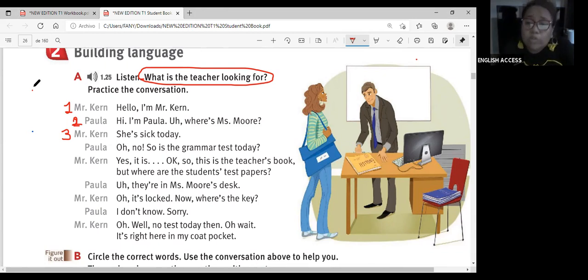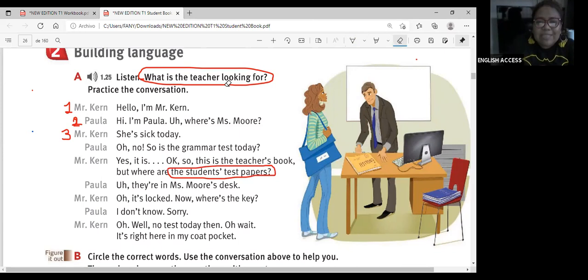So, what is a coat? This is the coat. This one. This is the coat. This is the shirt. And this is a tie. The coat. And this is the pocket. This right here. Where they put something? It's a pocket. Okay? Now, girls, he's looking for the students' test papers. He's looking for the papers. They have some activities that he needs to check, and he's looking for that.